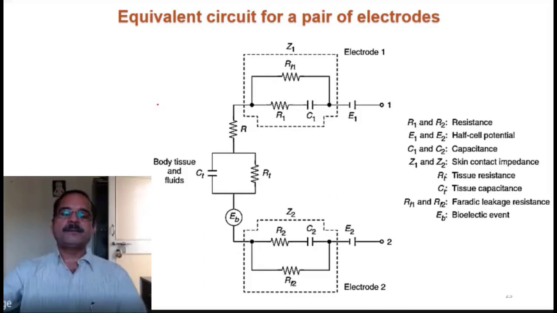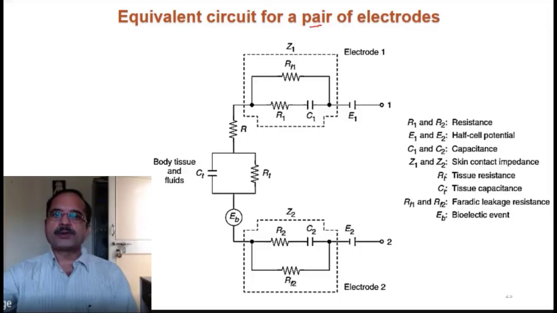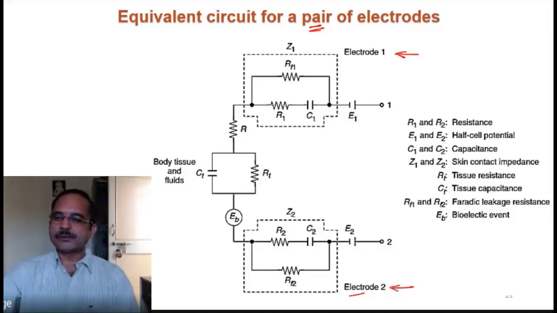Now, for practical purposes, we have seen that we always use a pair of electrodes for measurement of the biopotential. So there will be electrode 1. This circuit represents the equivalent circuit of electrode 1, and there will be another electrode called electrode 2. So this is the equivalent circuit for a pair of electrodes.